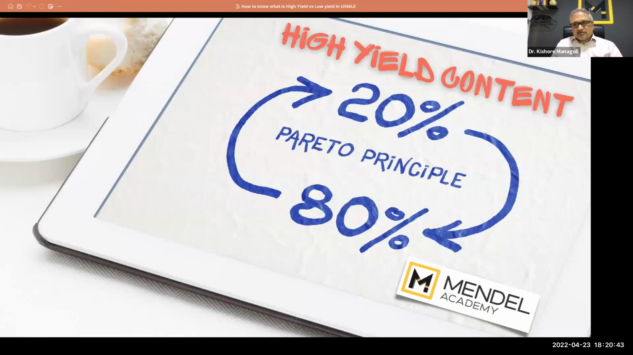And again, to reiterate what I have said, this is what we will be focusing on during our Superhit program. And as I said, this 20% high yield content is almost more than 8,000 different concepts. So it's going to be very rich and very dense so far as the high yield content is concerned.